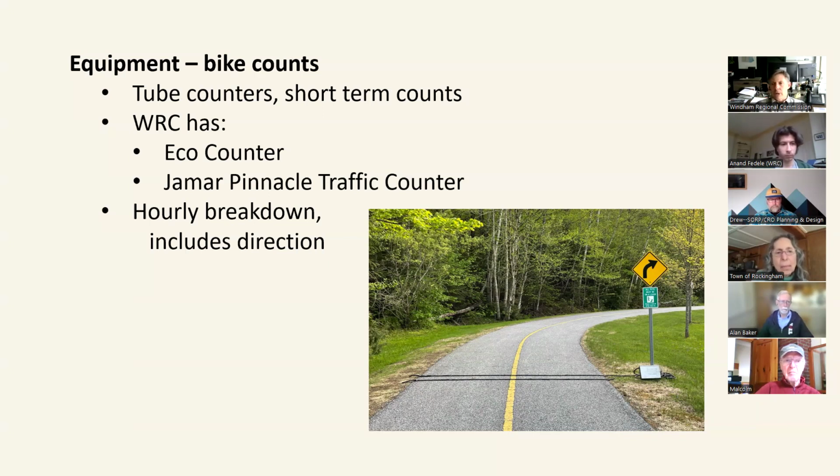So when we're doing a traffic count on a road that may have some bicycle traffic, we tend to use those so we get both a traffic count and a bike count. And the data that we get is broken down by the hour, and it also includes direction.